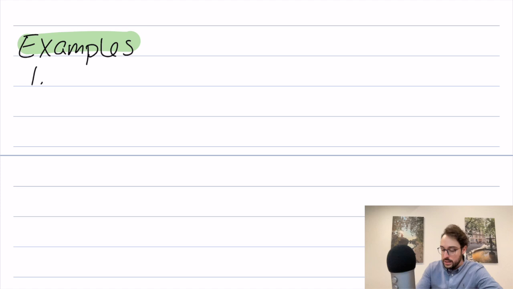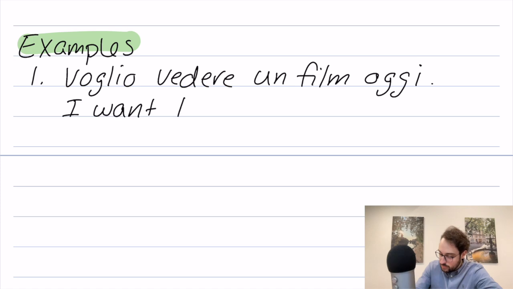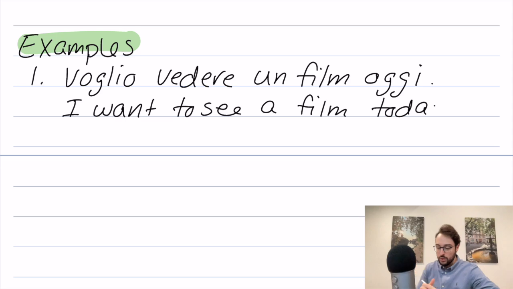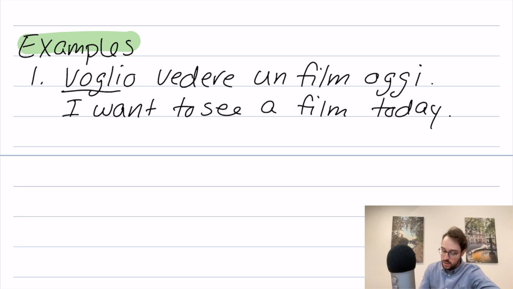Let's do number one. Let's say voglio vedere un film oggi. This means I want to see a film today. Voglio vedere un film oggi. When you have two verbs next to each other in the present tense, you conjugate the first, you don't conjugate the second. This stays in what we call its infinitive form. It's not conjugated. So voglio vedere un film oggi.